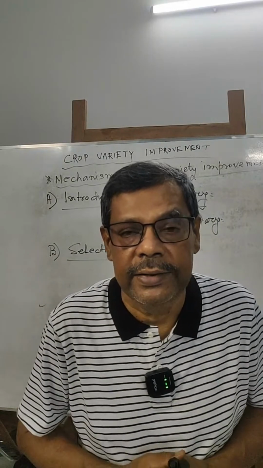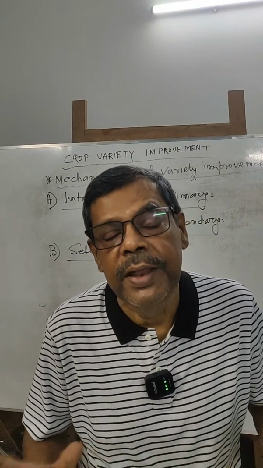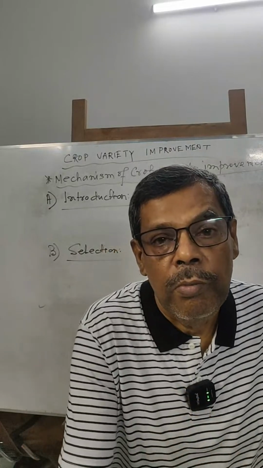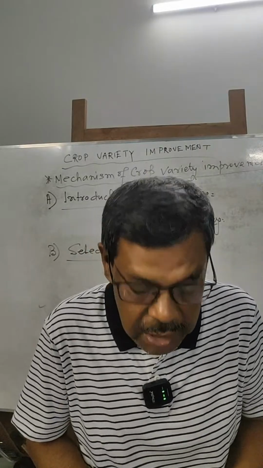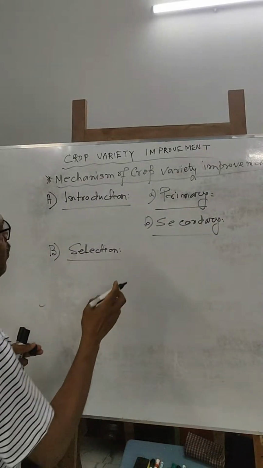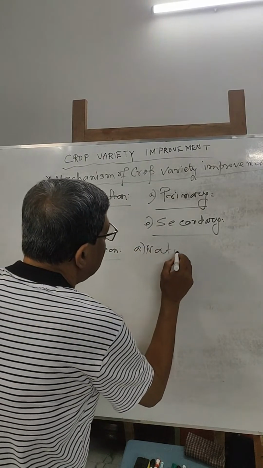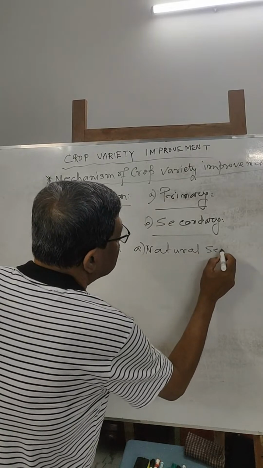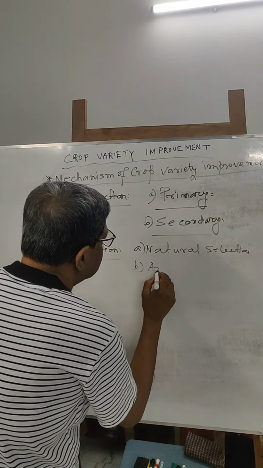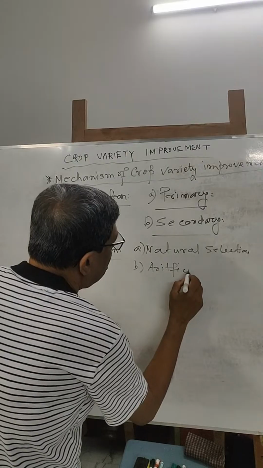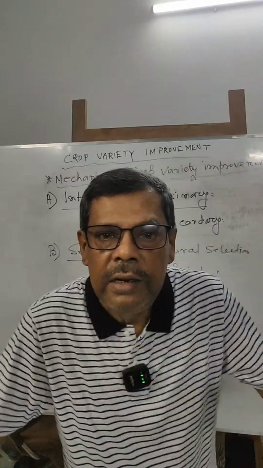These desirable character varieties are cultivated from one generation to 6 generations. This is divided into 2 parts. A, natural selection. B, artificial selection. Natural selection is made by nature.